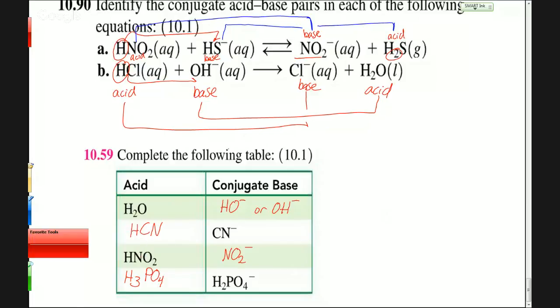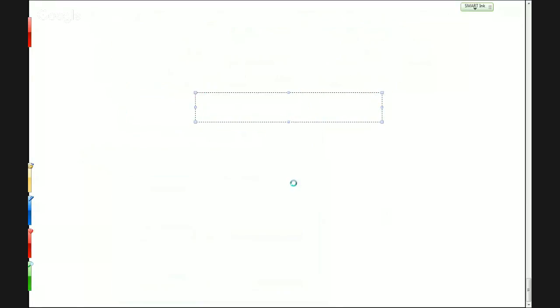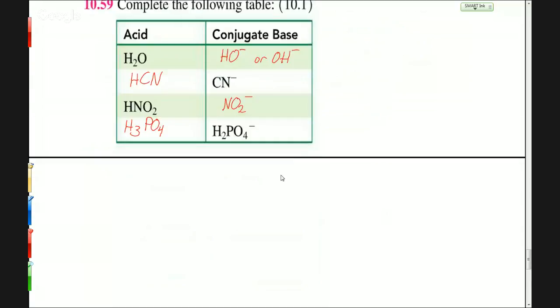But we could have also asked the same question. Let's continue our table with some other examples. What if I put conjugate base NH3, or acid HPO4 2 minus? Can you fill in those blanks?